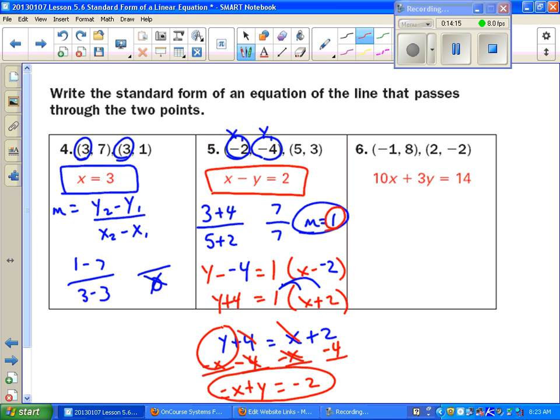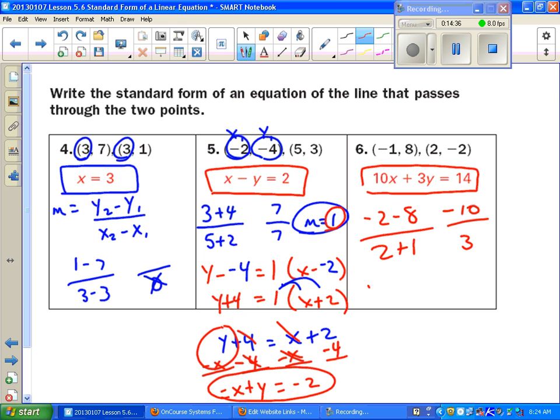M's value, as we're looking at these, you need to find your slope. -2 minus 8 over 2 plus 1. -2 minus 8 is -10. 2 plus 1 is 3. And we'll get to 10x plus 3y equals 14. And we'll show the rest of this as we work through it in just a minute, where we don't run out of time with this. I'll go quickly through it. 5 minus 8 equals -10 over 3 times x plus 1.